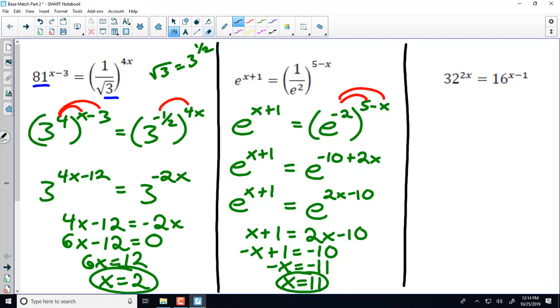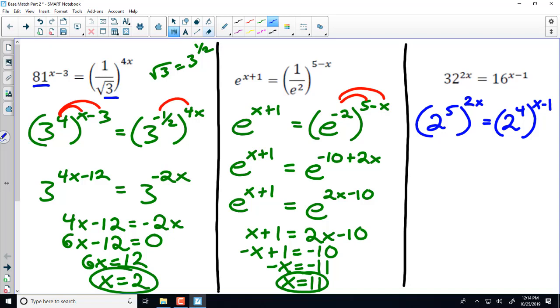All right, this last one here where we're going to solve for x, the problem is we cannot rewrite the larger base 32 as 16 to a nice clean power. So it's going to be easier to break them both down to a common base. And the common base that you can break them down to most easily, is a base of 2. So 32 can be rewritten as 2 to the 5th. And 16 can be rewritten as 2 to the 4th. And that's probably the hardest part of that problem, is seeing that you need to rewrite the 32 as 2 to the 5th, and the 16 as 2 to the 4th.